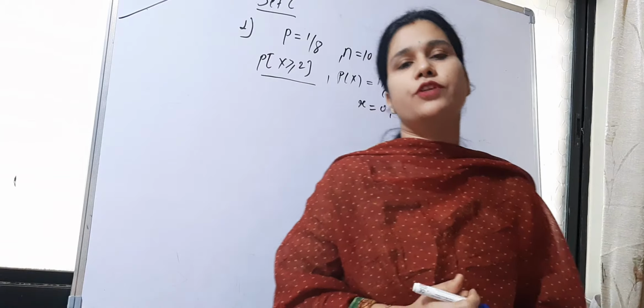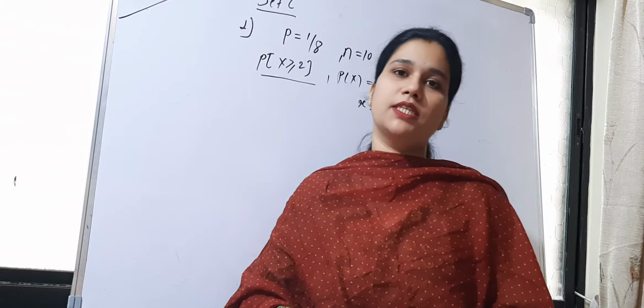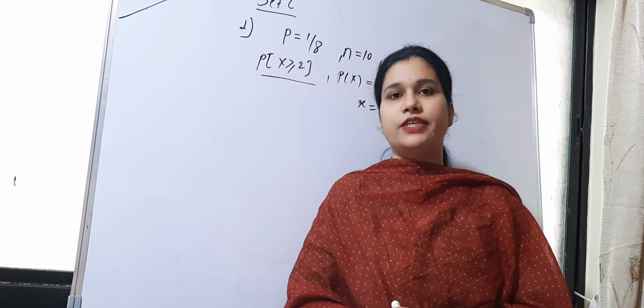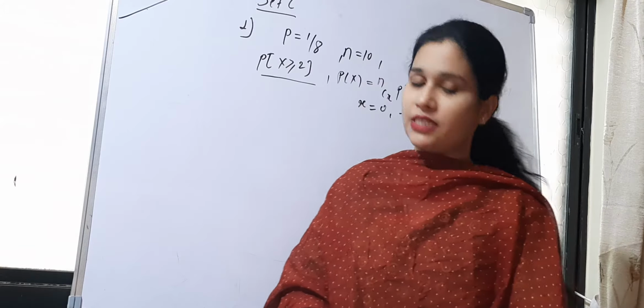Hello students, in this video we will solve the set C of the chapter 17 probability distribution. We have solved the question of set A and set B. Now we are in the set C. So question number 1 of set C is what?